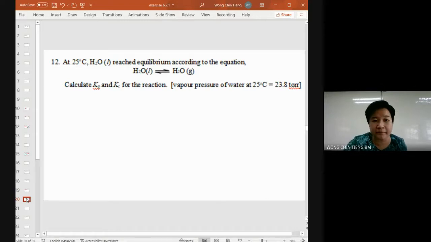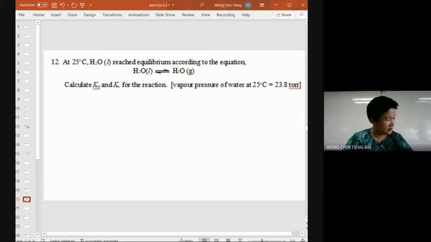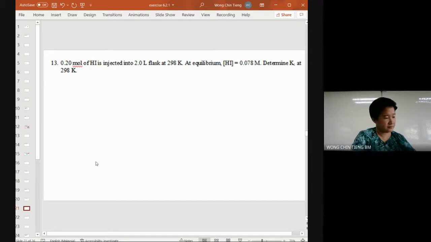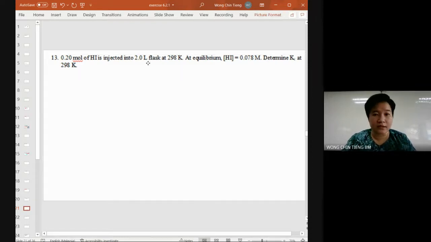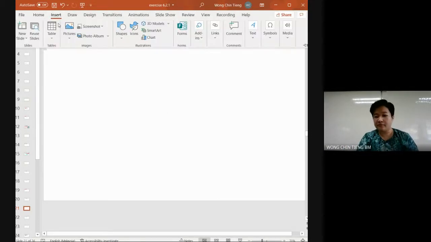Ada soalan yang tak boleh buat? Satu. 13. First come first serve. So kita akan tengok soalan 13. Aiman, saya still tunggu jawapan kat chat. Okay. Kenapa tak boleh buat? Okay, let's try. So, soalan 13 over here.